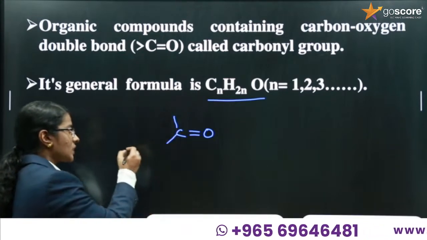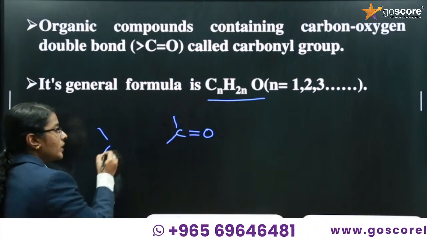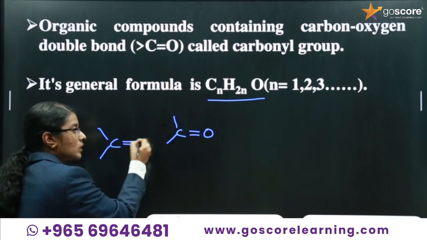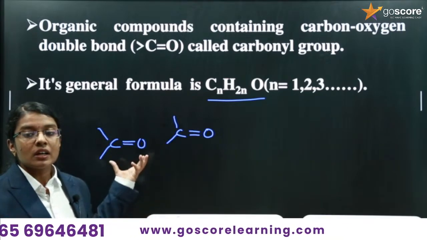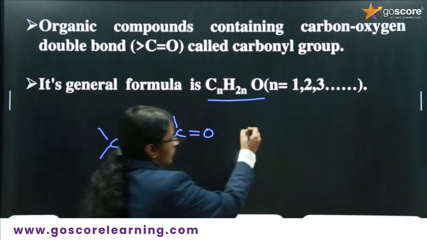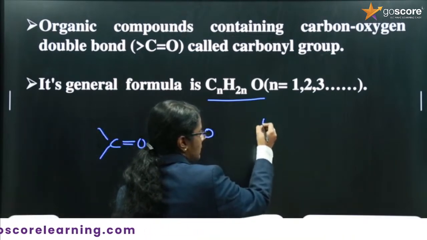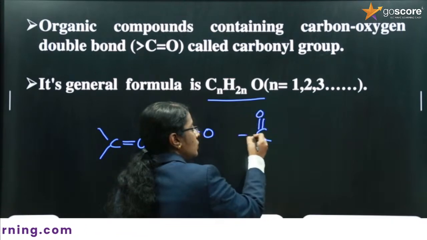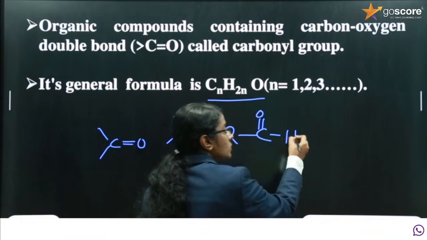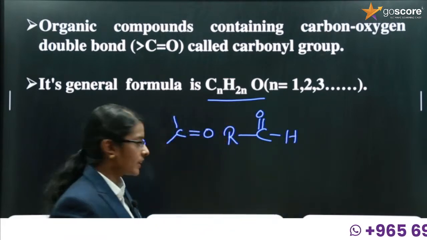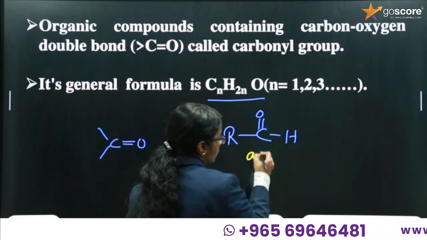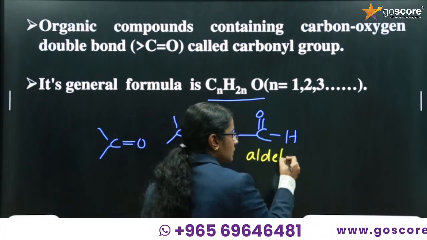This is the carbonyl group, containing carbon and a double bond to oxygen. If the carbonyl group is attached to an alkyl group and hydrogen, then it is called aldehyde.